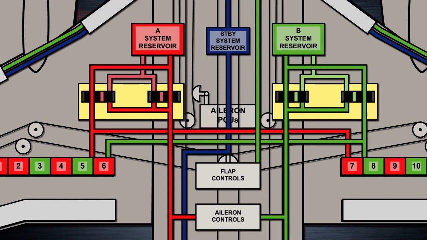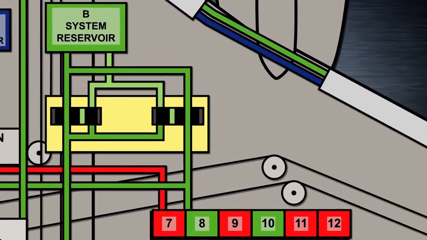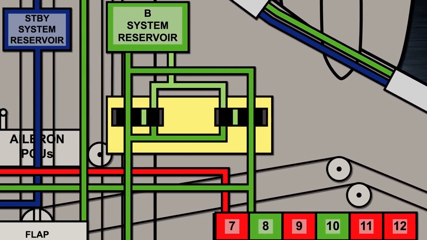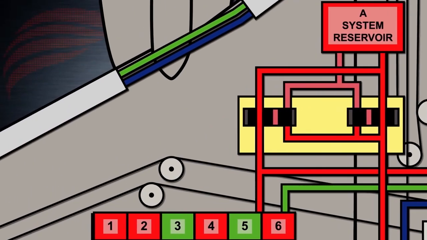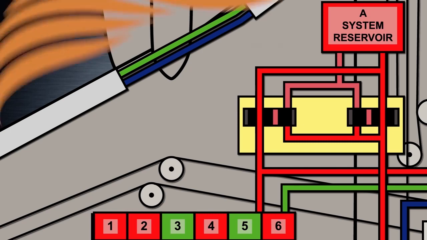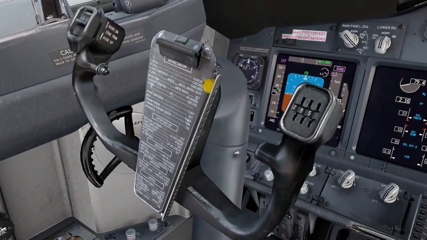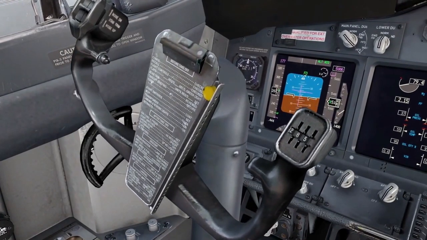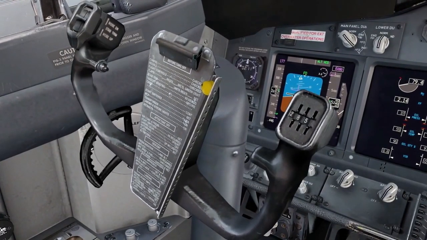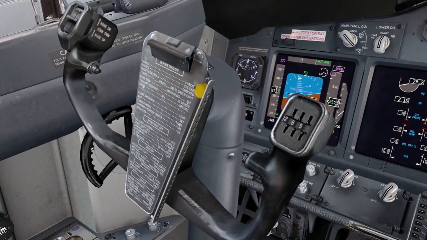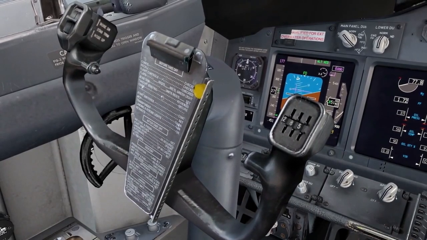The upper PCU gets hydraulic system B pressure, and the lower PCU gets hydraulic system A pressure. The PCUs also limit aileron travel to 20 degrees up and 15 degrees down. When pilots turn the control wheels, mechanical stops in the aileron control wheel components keep the control wheel movement limited to 107.5 degrees left or right.